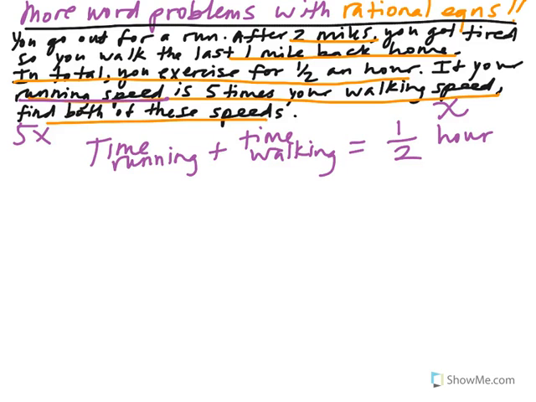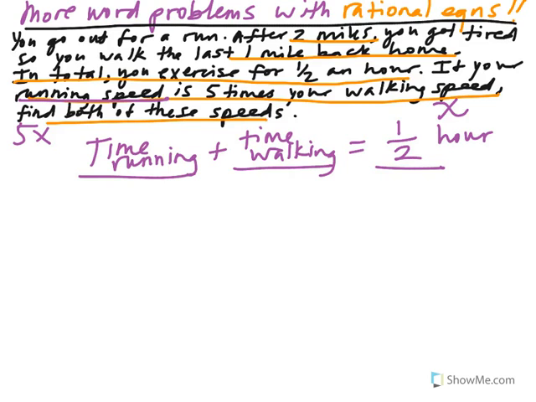Alright, now, so this problem just comes down to writing an expression for the time running, and we'll use variables in that expression, but it's okay. Alright, and then we need to write an expression for the time walking, and then we'll set it equal to 1/2. And then we can solve the rational equation for whatever x is. Alright, so let's see what that might look like.